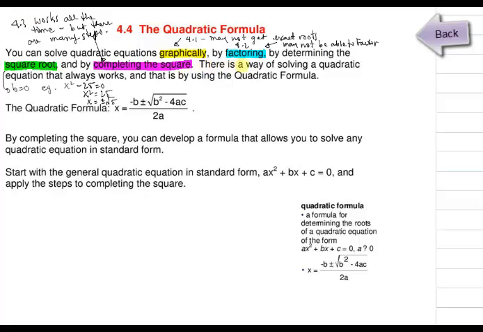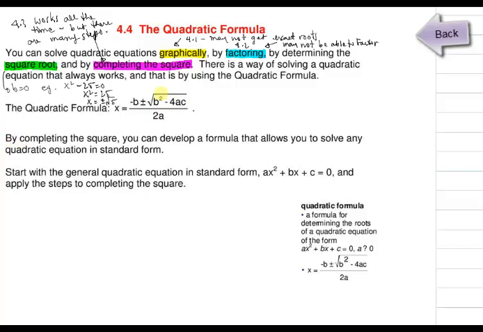Now, there is a way to solve a quadratic equation that always works, same as completing the square, but some of you will like this better, and it's by using the quadratic formula. And so here is the quadratic formula: x equals negative b plus or minus the square root of b squared minus 4ac over 2a. And you will get this on a formula sheet, so I still would recommend that you memorize it, but you don't have to.